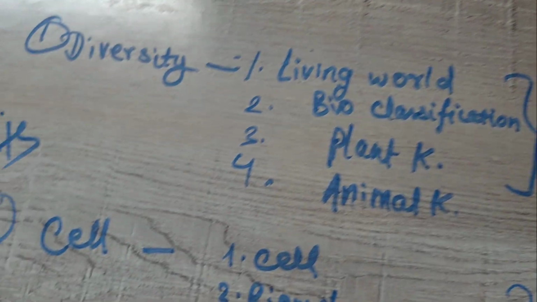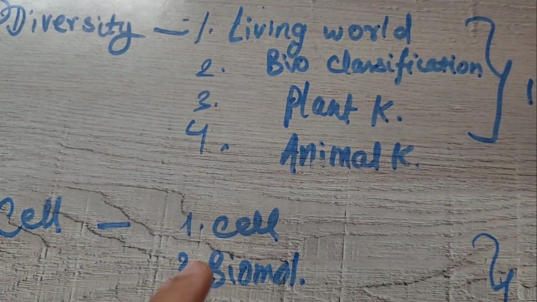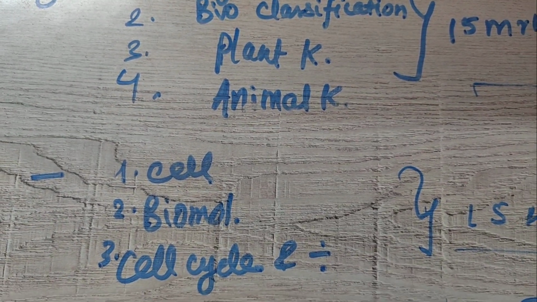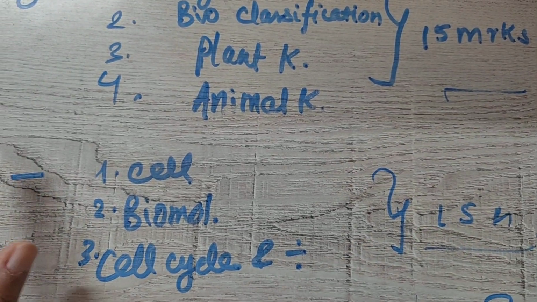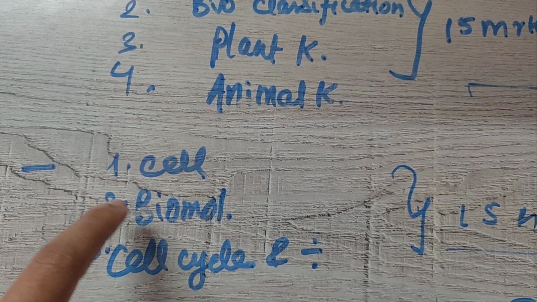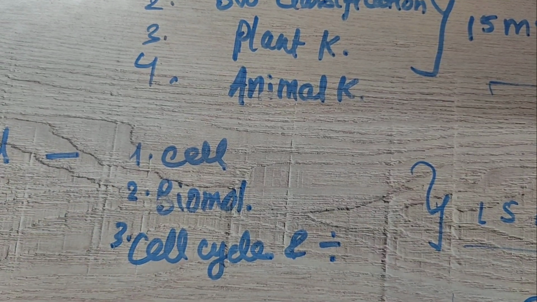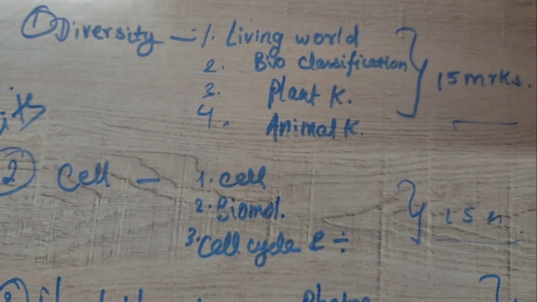Then moving on to the next unit, which is Cell. We have Cell: The Unit of Life, second is Biomolecules, and third is Cell Cycle and Cell Division. This again consists of 15 marks. Out of this, biomolecules, especially the last part of it, is something that needs revision. Okay, other than that, we all can do it.